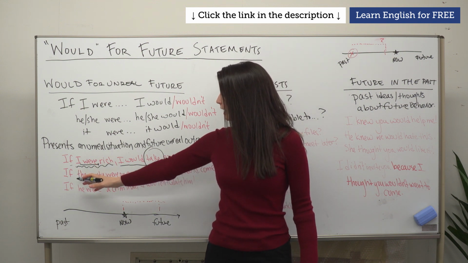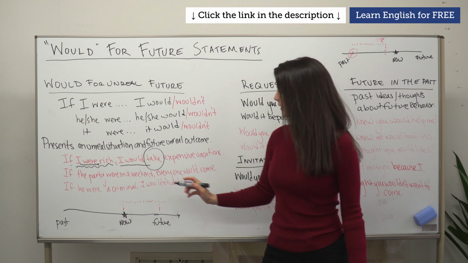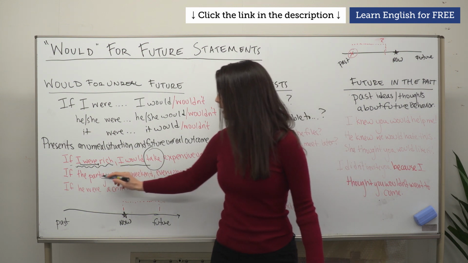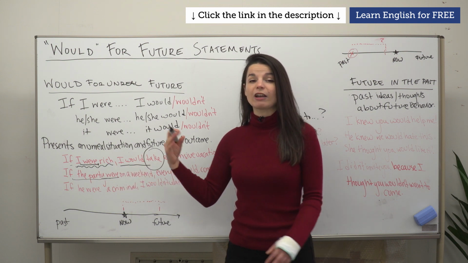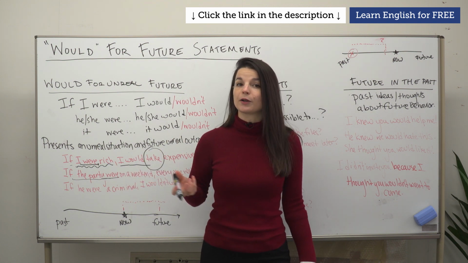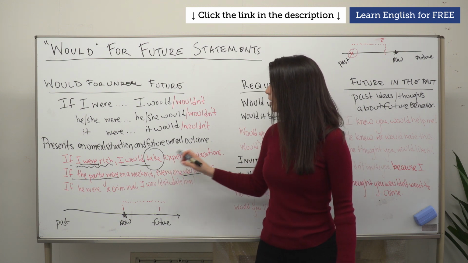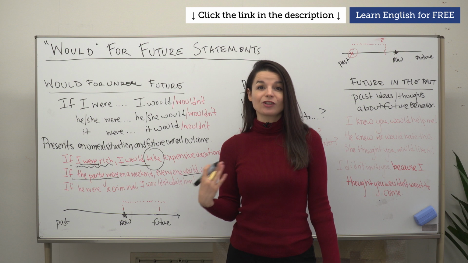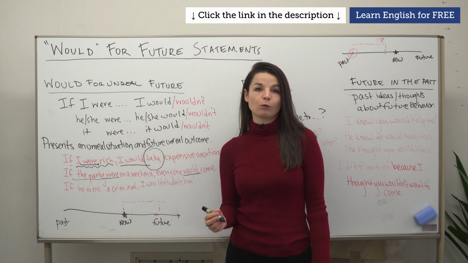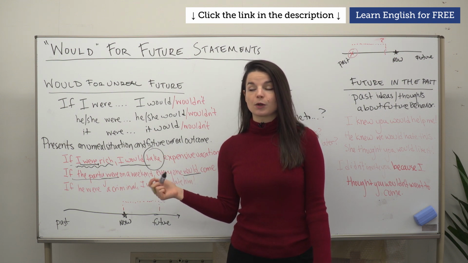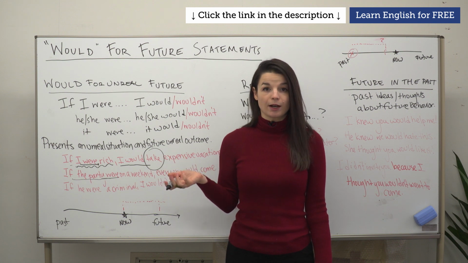Okay, so here, if the party were on a weekend, everyone would come. So here I have were again, and in this case I'm saying if the party were on a weekend, meaning if the party were held on a weekend, everyone would come. So all the people would come. There's a very high chance everybody would come to the party if the party were on a weekend. So this might be a sentence you could hear when you're planning an event. If the party were on a weekend, everyone would come.